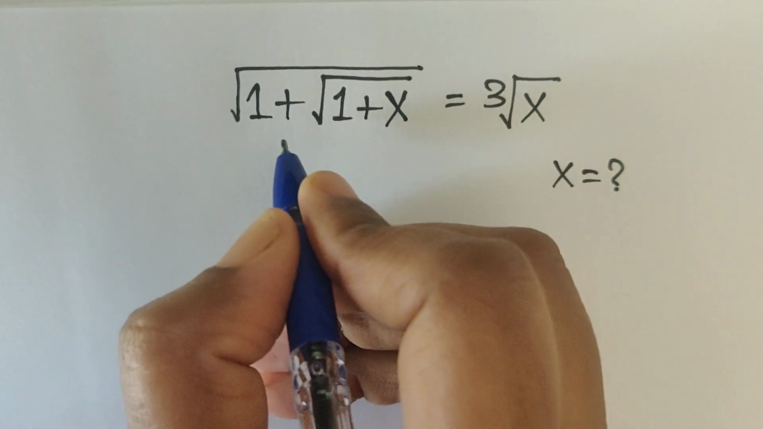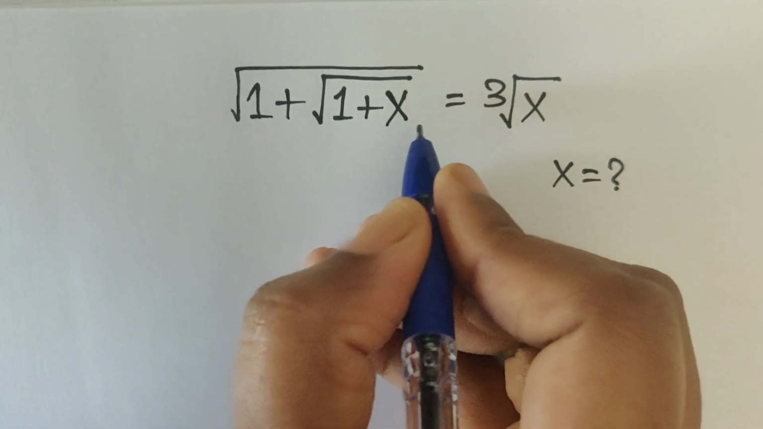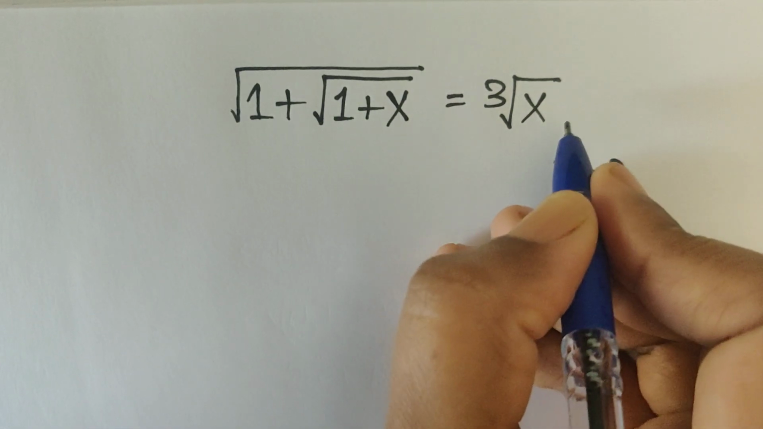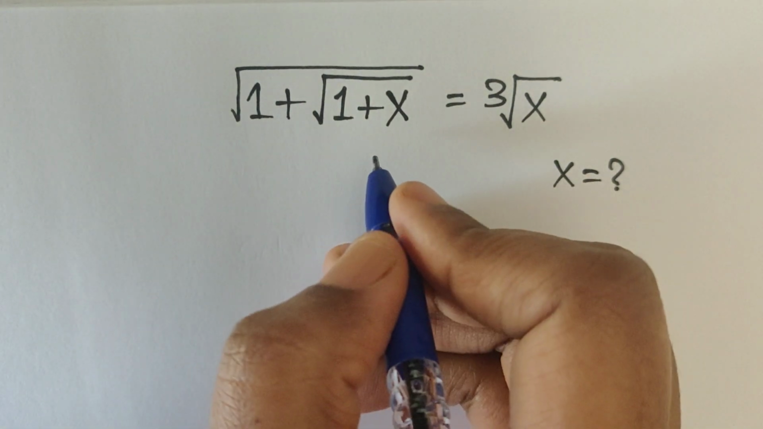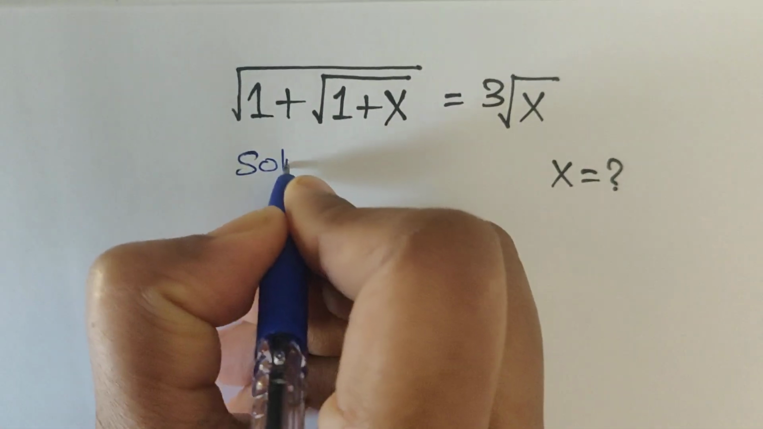Here we have one problem, that is square root of 1 plus square root of 1 plus x equals cube root of x. So in this problem we have to find the value of x. So how do we solve this problem? Let's see. Solution.